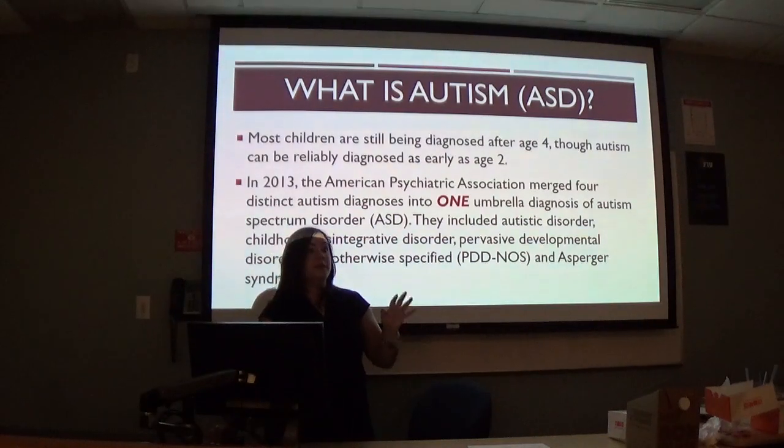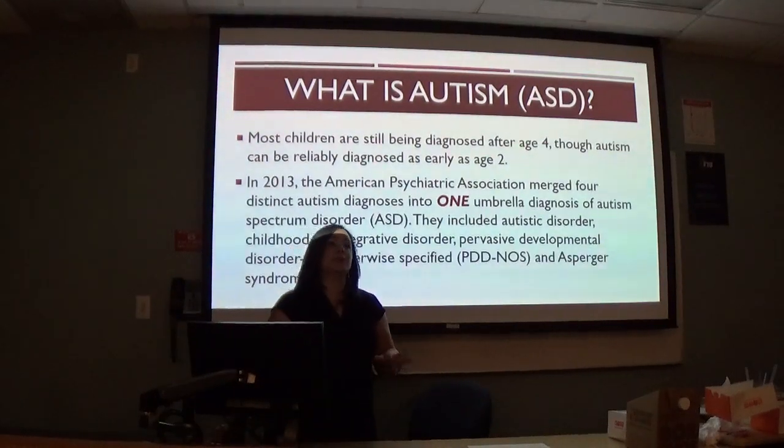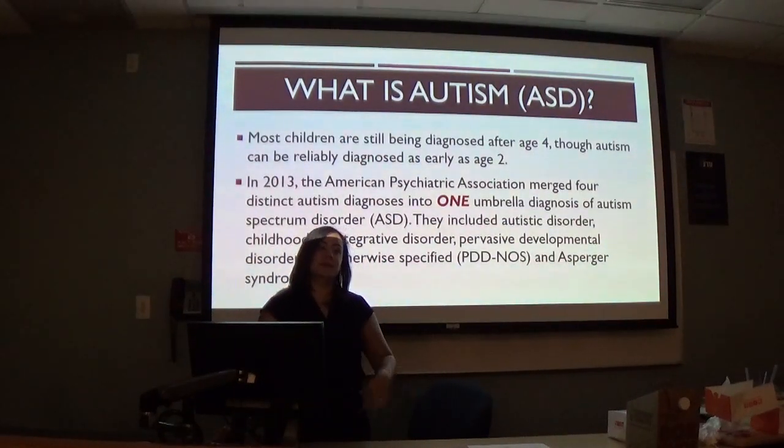Most children though in the States, and I would still say worldwide, are being diagnosed after 4. And a lot of that has to do with not really understanding what autism is, and the benefits of early intervention. There's some kind of myth of a wait and see approach. I have no idea what the heck that even is.